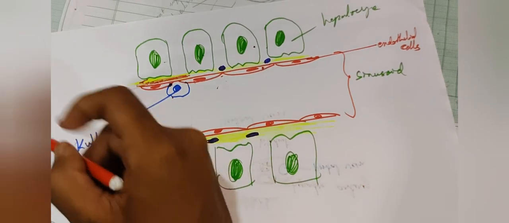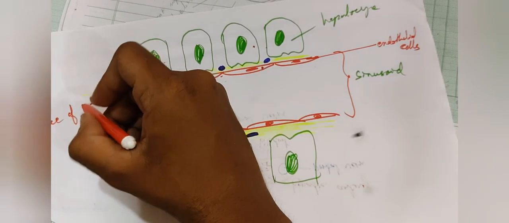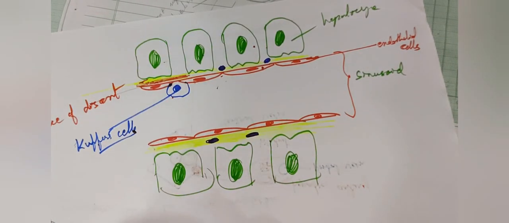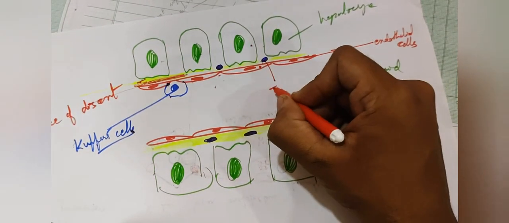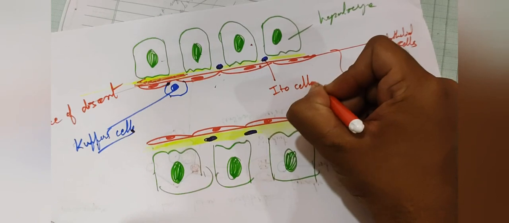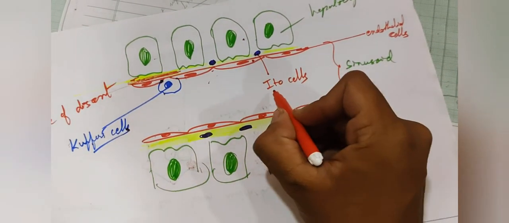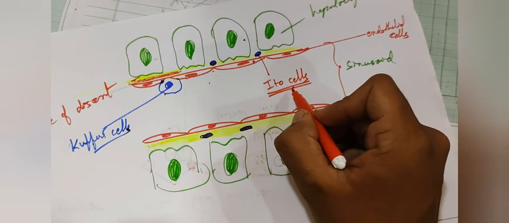This is nothing but the space of Disse. Okay, this space consists of some cells. These are known as Ito cells. Okay, now what's the main function of these Ito cells? They mainly cause fibrosis in cirrhosis.